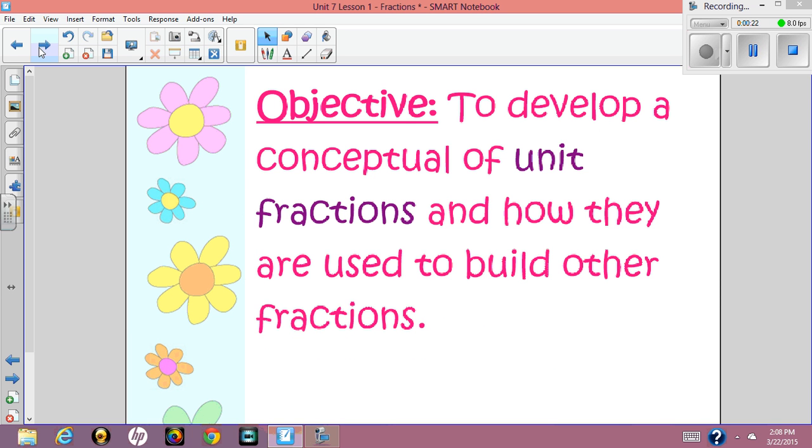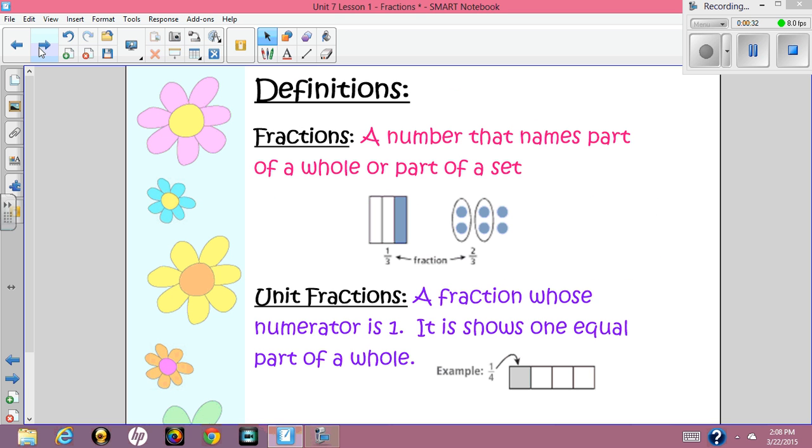The objective of this lesson is to develop a conceptual understanding of a unit fraction and how they are used to build other fractions. So a couple of the definitions that we need to know. First of all, we need to understand what a fraction is. Well, a fraction is a number that names parts of a whole or part of a set.